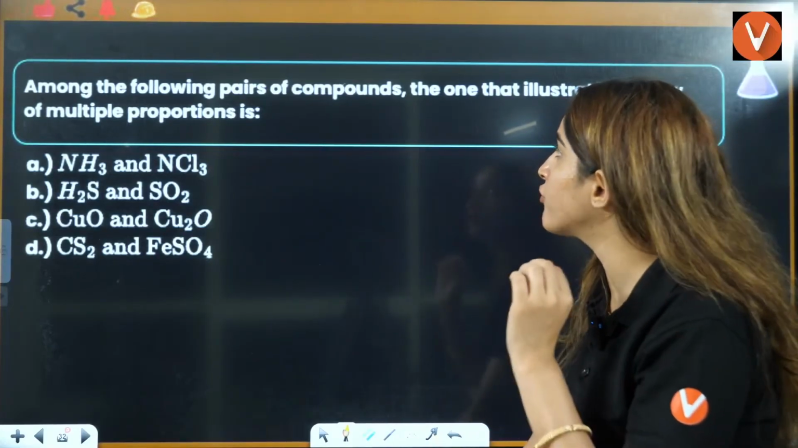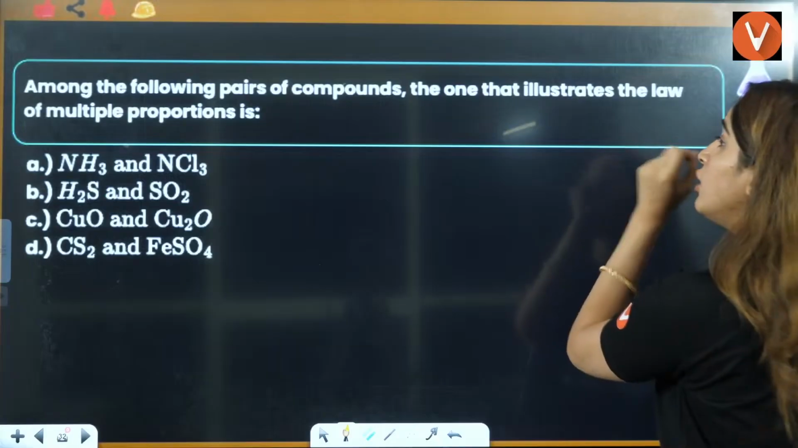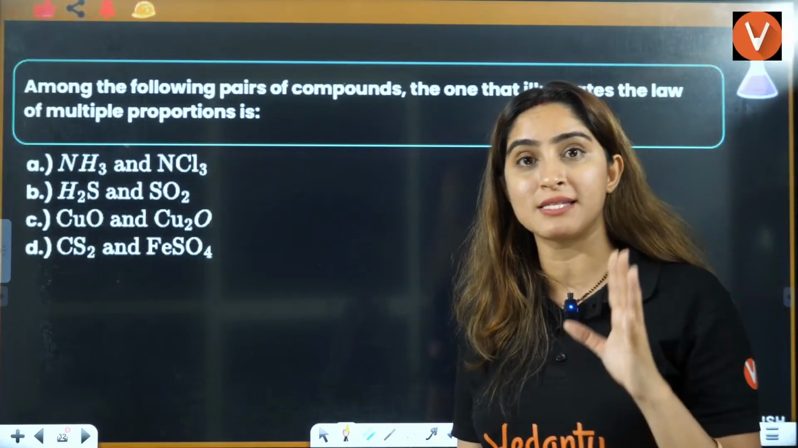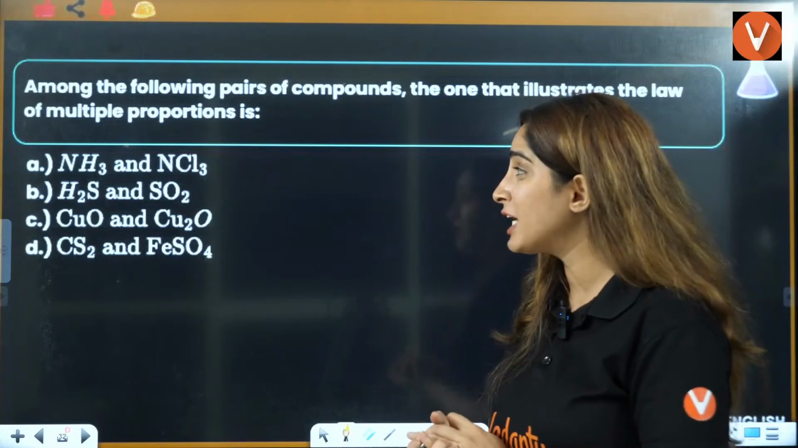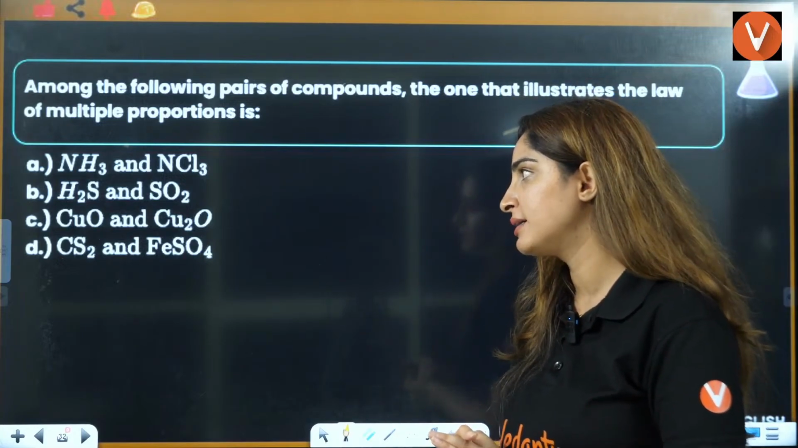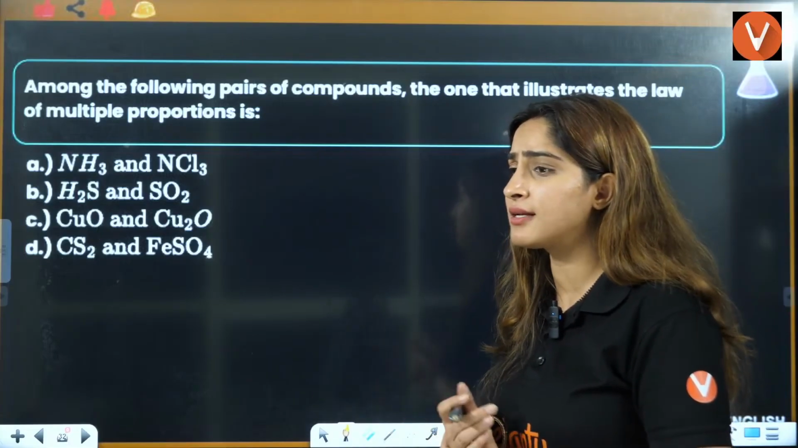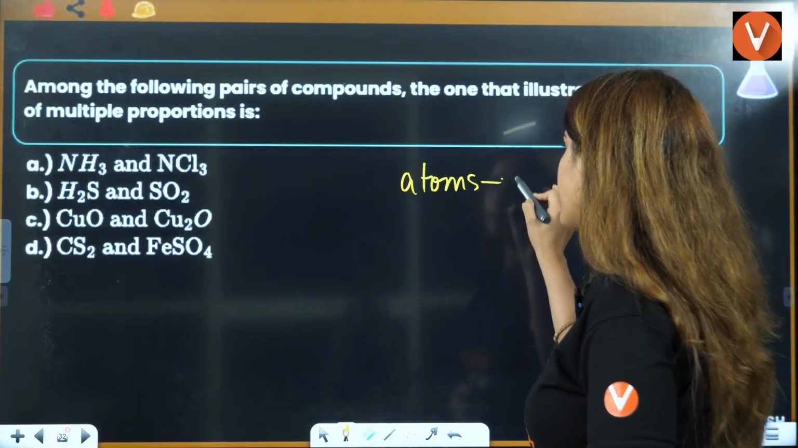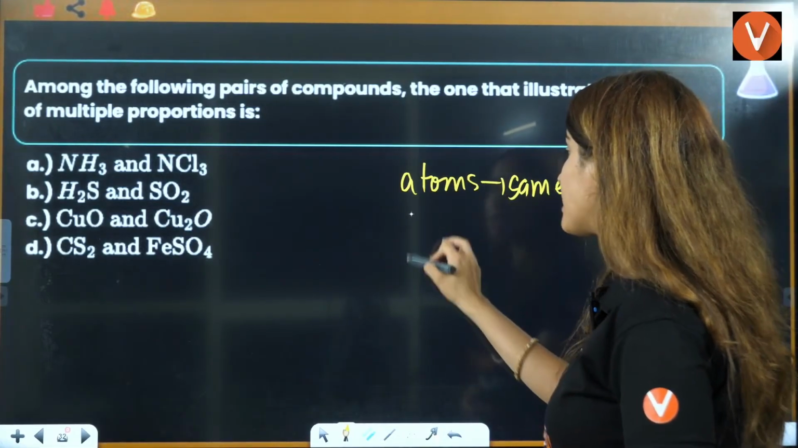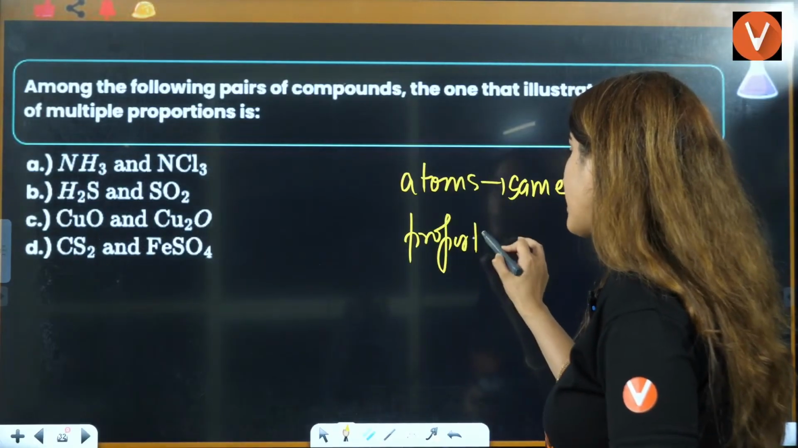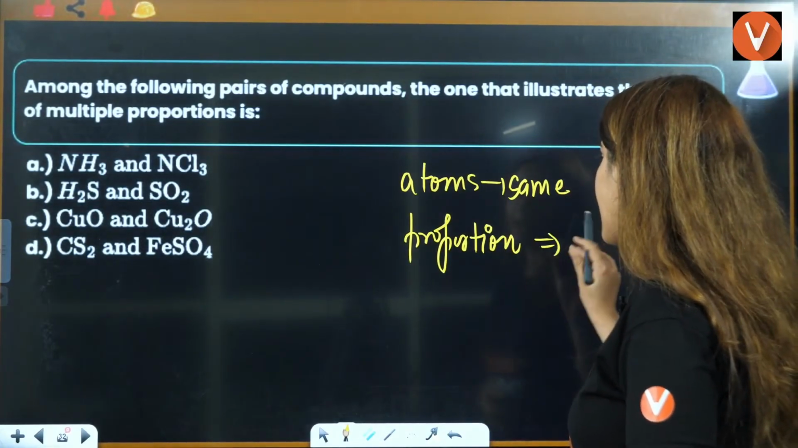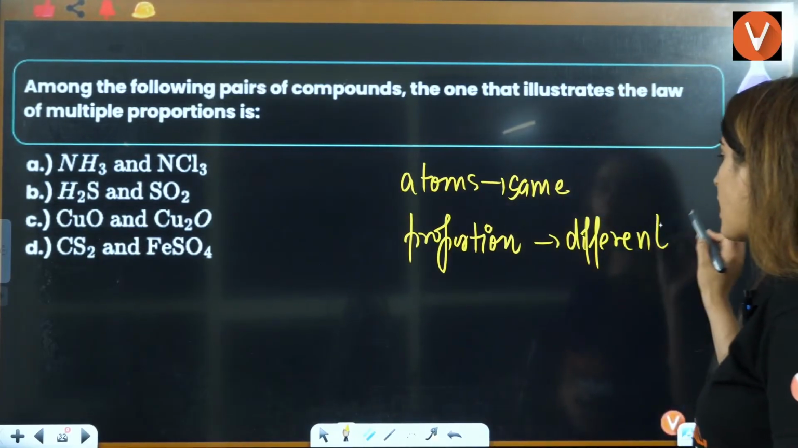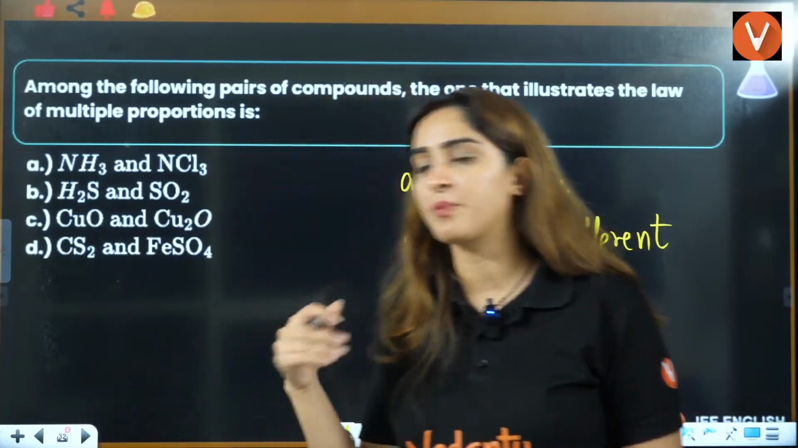Among the following pairs of compounds, which one illustrates the law of multiple proportion? Everybody, you can easily answer this. In multiple proportion, the elements should be the same, but the proportion has to be different. That means the ratio in which they are combining has to be different. Atoms are same, proportions are different.